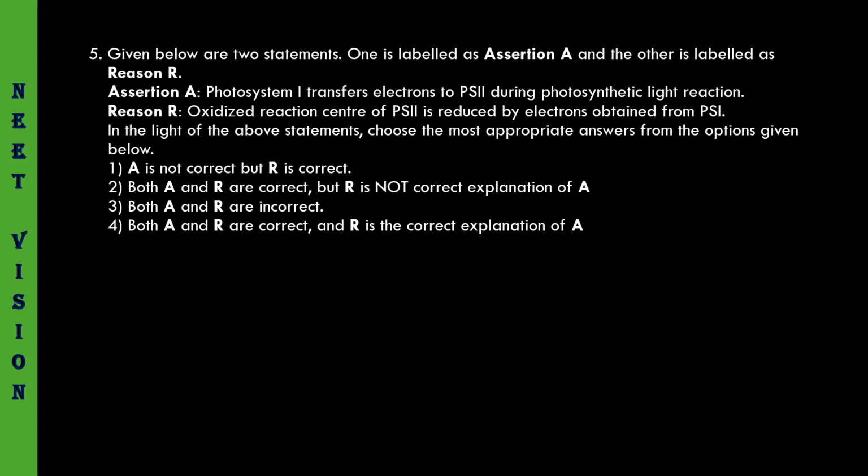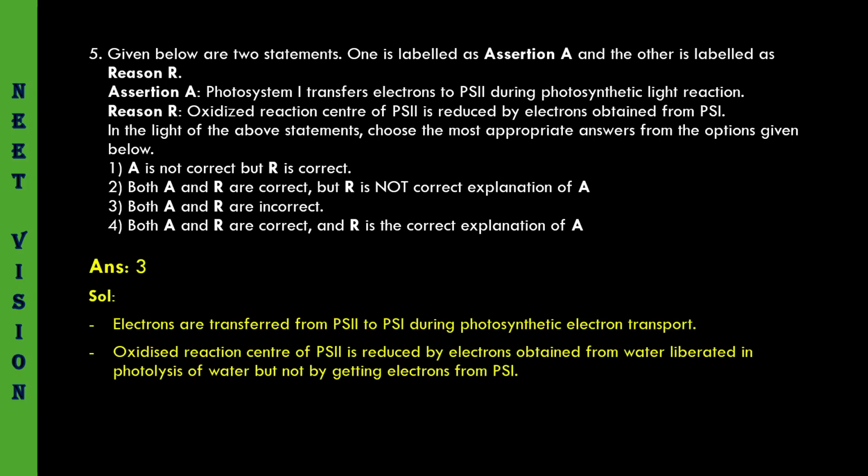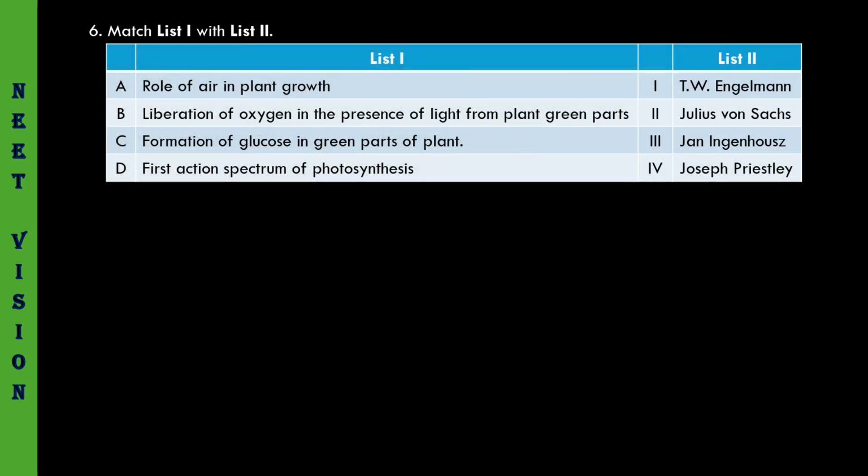So the third option must be the correct one. Let us see the answer. Electrons are transferred from PS2 to PS1 during photosynthetic electron transport. Oxidized reaction center of PS2 is reduced by electrons obtained from water liberated in photolysis of water, but not by getting electrons from PS1. Next one.